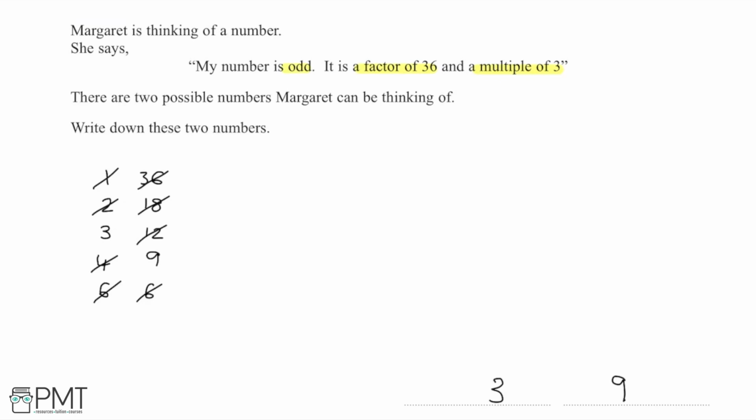Now, as for how the marks were awarded here, you get the first mark for listing the factors of 36, or alternatively multiples of 3, or the odd numbers up to 36, but we must have at least 3 of these listed out in order to gain this first mark. The second mark is going to be for one correct answer, so either the 3 or the 9, and then the third and final mark is for getting both answers here correct.